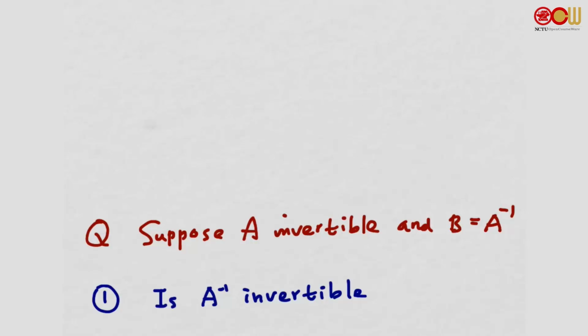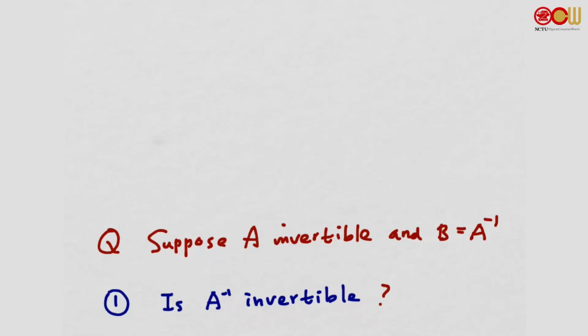Let's consider a few more properties of invertible matrices. Suppose A is invertible and B is the inverse of A. Does it mean that B is also invertible? Is B invertible? Think about this before we continue.